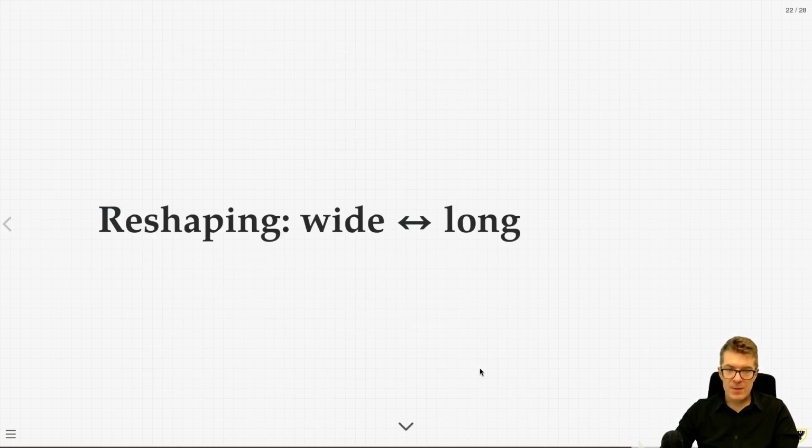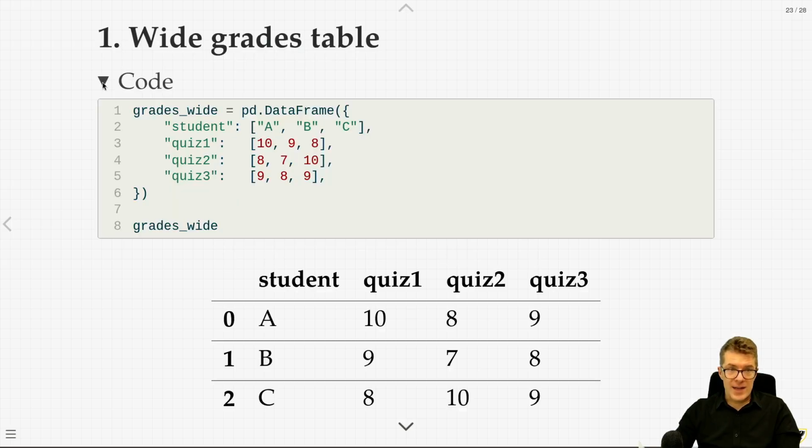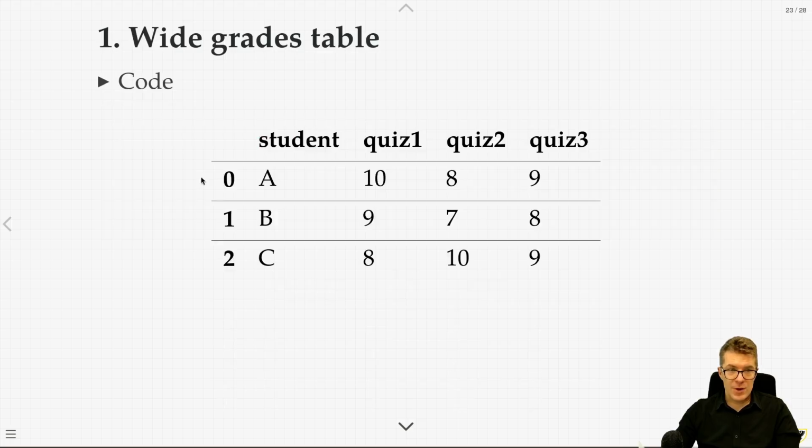So, a bit of reshaping before we finally wrap up. Here's our wide grades table, produced by this code. We have 3 students. These are their IDs, not necessarily their names. And then we have their performance on 3 quizzes. Everything's like 7, 8, 9, 10s. Nothing really seems to be jumping out at us just yet.